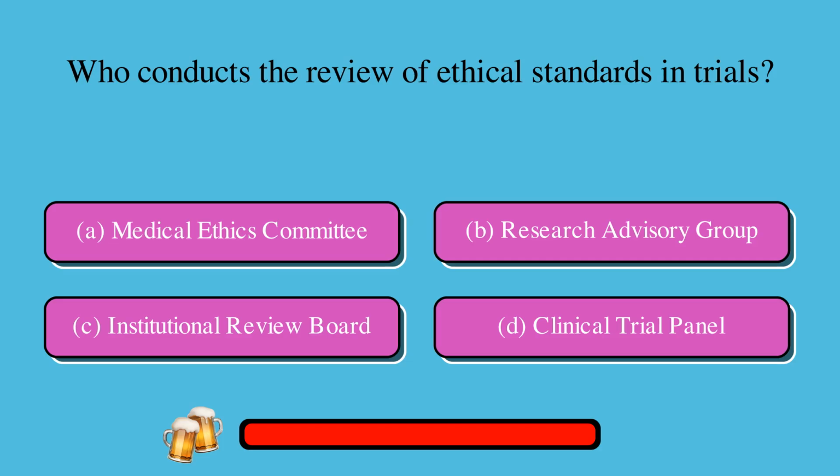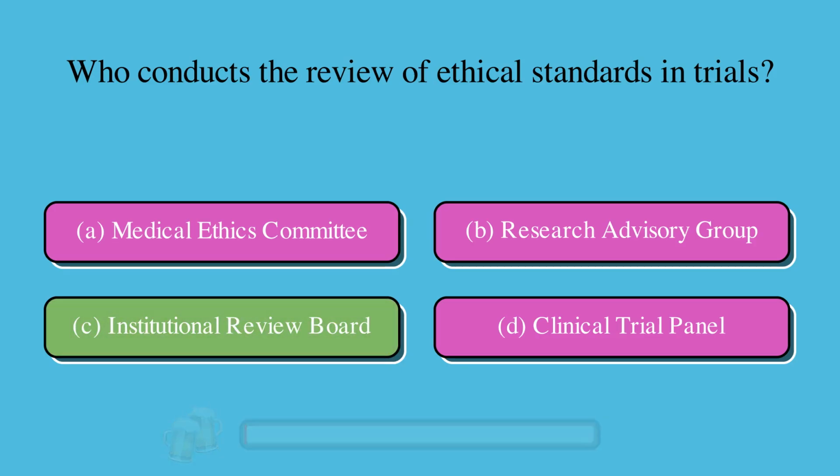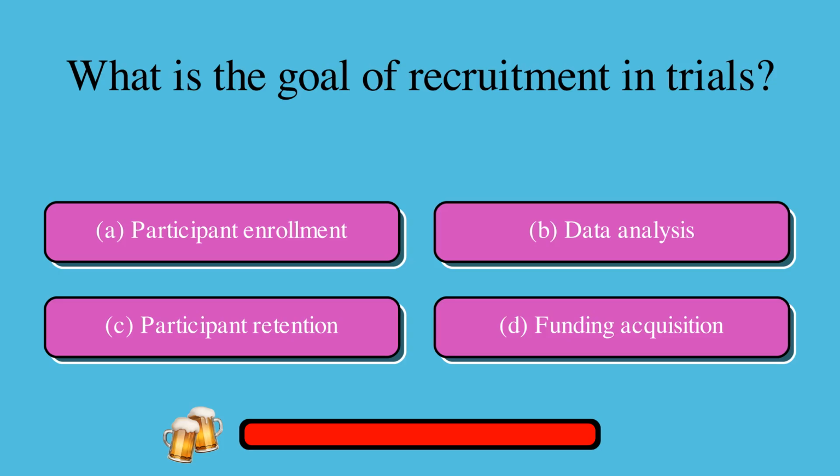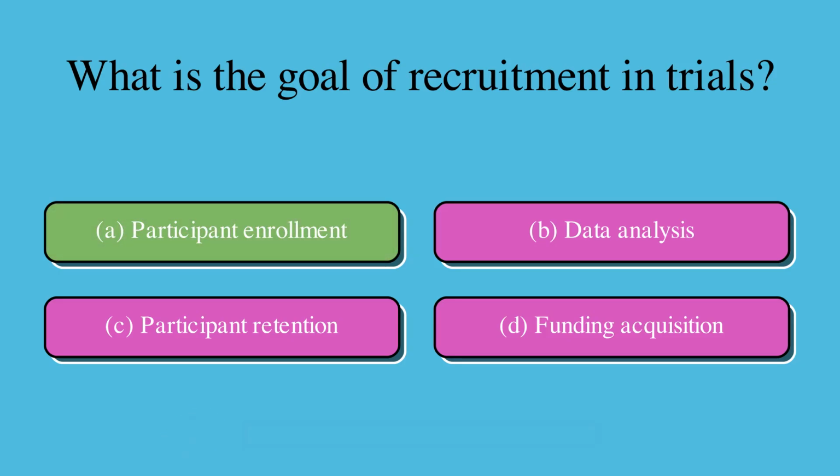What term refers to the systematic collection of patient data? A. Health archives, or B. Patient records, or C. Medical history, or D. Data collection? The correct answer is D, data collection. Who conducts the review of ethical standards in trials? A. Medical ethics committee, or B. Research advisory group, or C. Institutional review board, or D. Clinical trial panel? The correct answer is C, institutional review board. What is the goal of recruitment in trials? A. Participant enrollment, or B. Data analysis, or C. Participant retention, or D. Funding acquisition? The correct answer is A, participant enrollment.